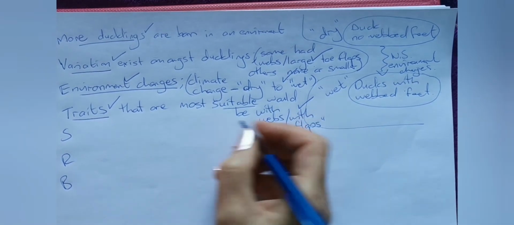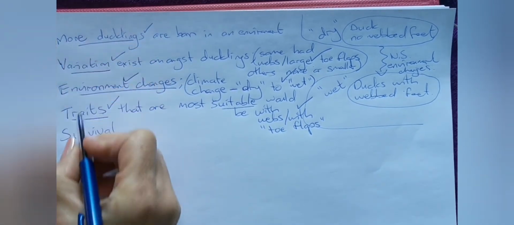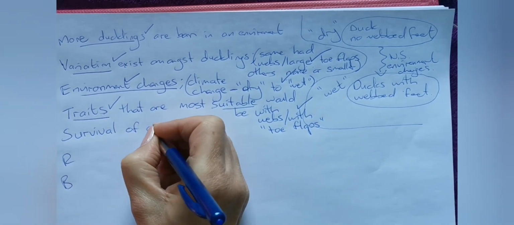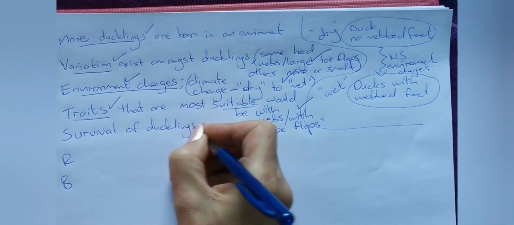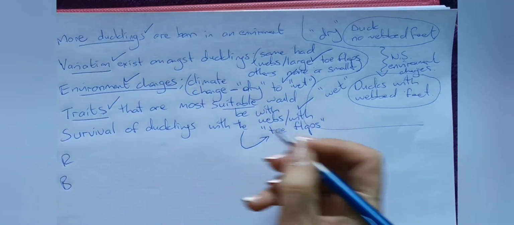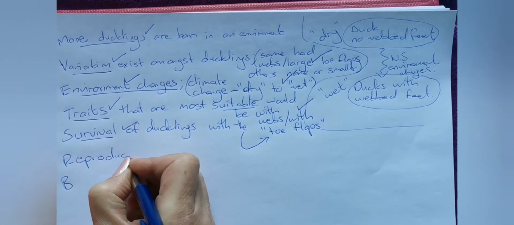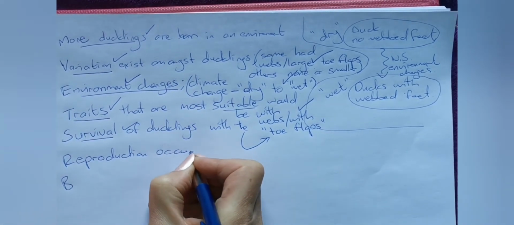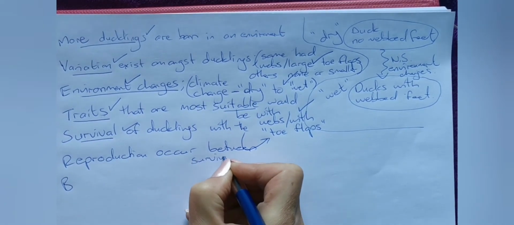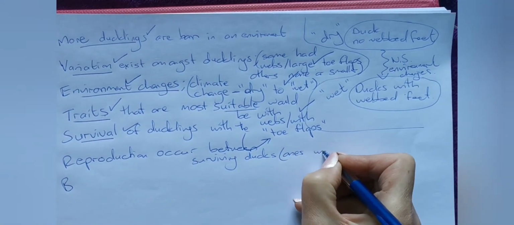And then obviously the suitable traits survive. So we actually have the many vets, S stands for survival of ducklings with the suitable traits, which is the webs. And then obviously R is for reproduction, because reproduction would occur between the surviving ducklings or the surviving ducks, which means the ones with the toe flaps.